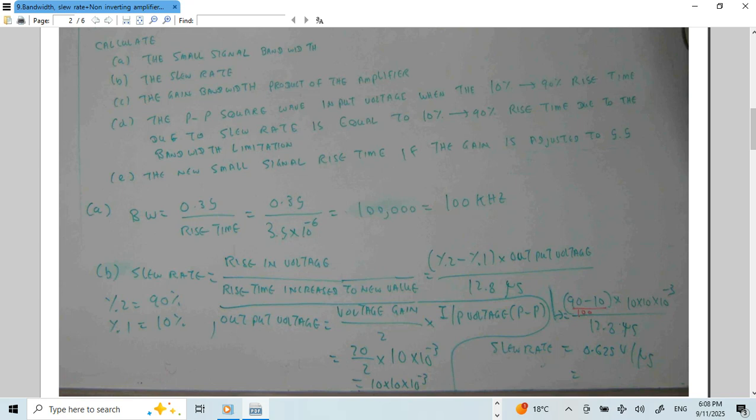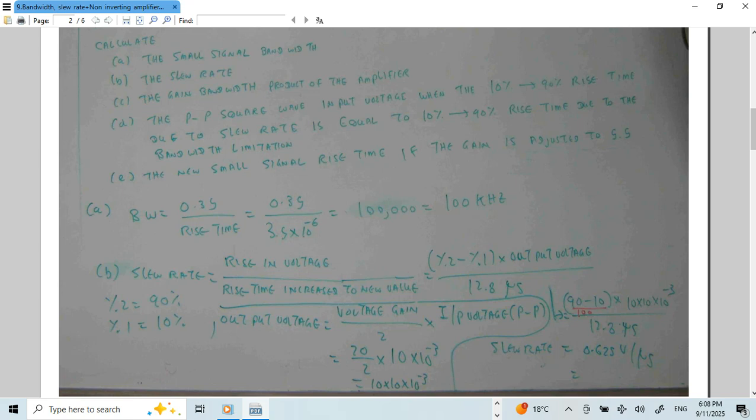Divided by rise time, the new value is 12.8 microseconds. So this one we can calculate. In this case, the output voltage we also calculate. Output voltage is the voltage gain divided by 2 times the input voltage P2P. So in this case, we have to find the output voltage.